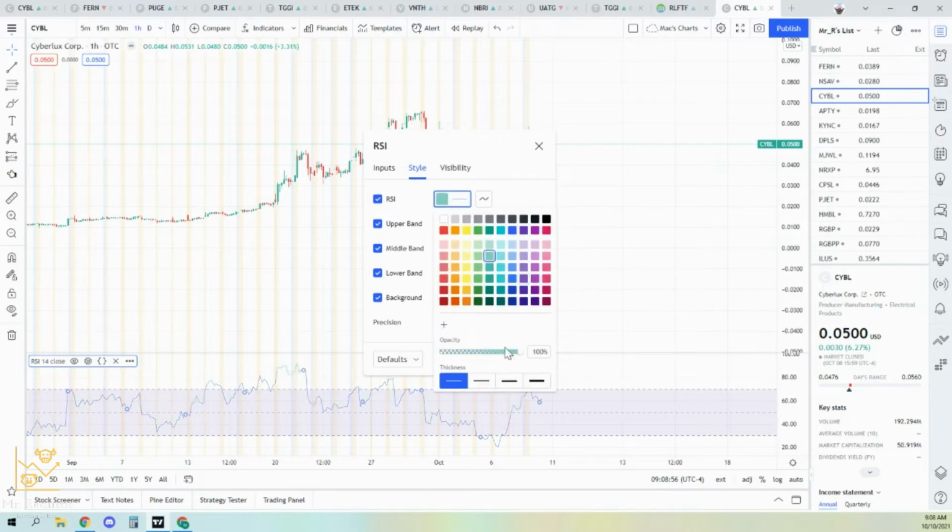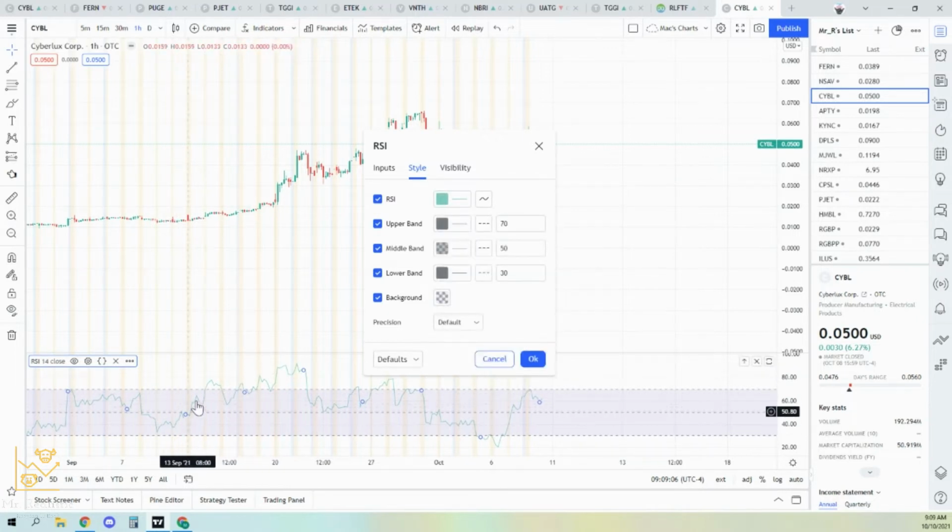I mean, you could do green if you want. You can change everything about it right here, the visibility. Let's just change the line so you can see, it's more visible. If certain colors stand out better to you, you can go ahead.